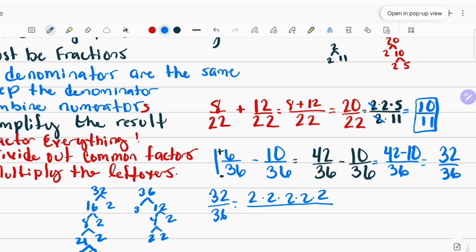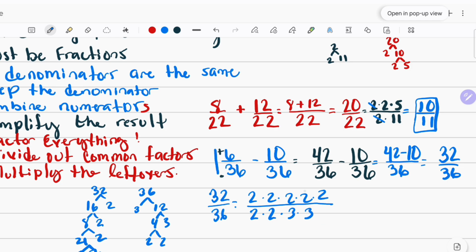Something's wrong, because 12 is 4 times what? 12 is 4 times 3. Let me fix that. 12 is 4 times 3, and that 4 is 2 times 2. When you do this long line, it should be all prime numbers. 36 is 2 twos and 2 threes.